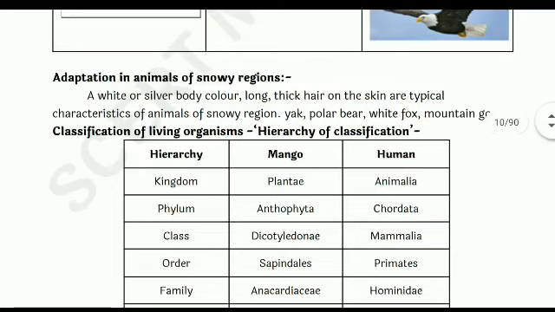Next, adaptation in animals of snowy regions. A white and silver body color and long, thick hair on the skin are typical characteristics of animals of snowy regions. Yak, polar bear, white fox and mountain goat are examples of adaptation of animals in snowy regions.